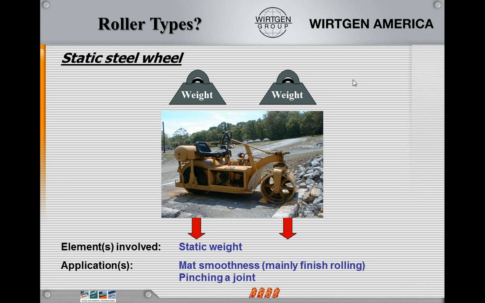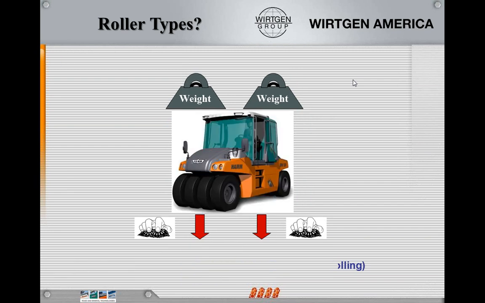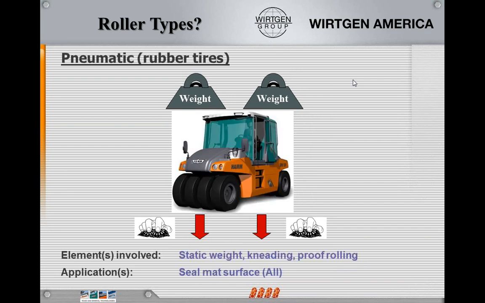So we're either using it as a finish roller, or we're using it to do some kind of pincher joint or something of a real small surface step. Rubber tire rollers, the static weight, the kneading, we're also using for proof rolling on some of the base material. It helps seal the mat surface on the asphalt mixes.